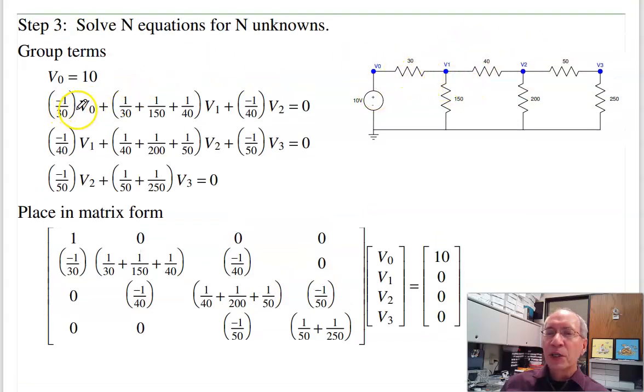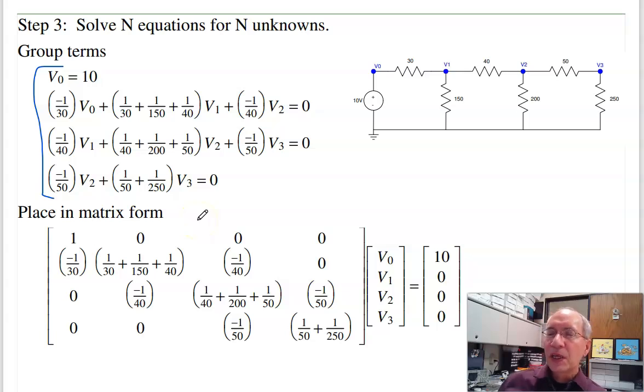This says I've got 30 ohms between 0 and 1, and 40 ohms between 1 and 2. Node 1 has 3 terms, a 30 ohm, 150 ohm, and 40 ohm connected. At node 2, grouping the terms, I've got 40 ohms between 2 and 1, 50 ohms between 2 and 3, and at node 2 I've got 40, 200, and 50. At node 3, I've got 50 ohms between 3 and 2, and 50 and 250 ohms at 3. Those are the same equations with the terms grouped.